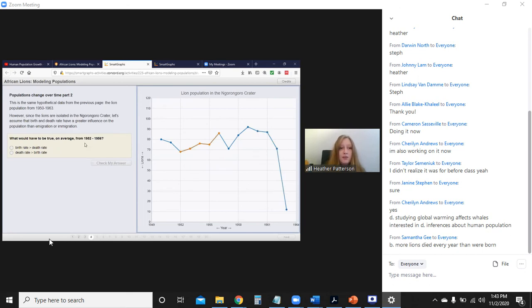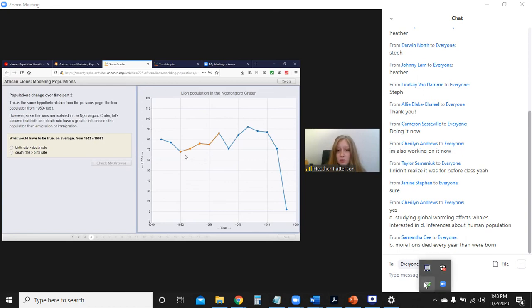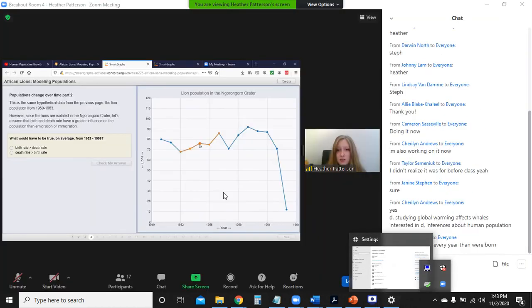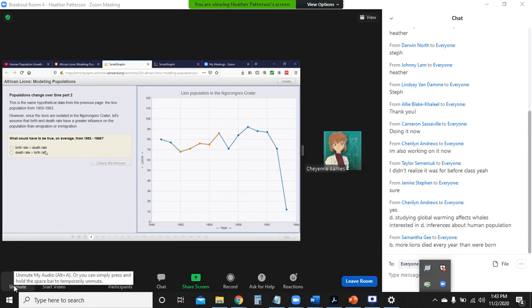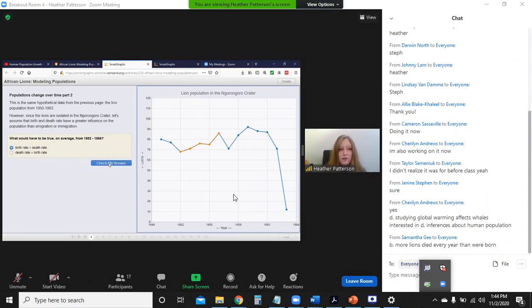So what would have had to have been true on average from 1952 to 1956? From 52 to 56-ish, the population's going up, right, during this little orange period. So if the population is going up, the birth rate is higher than the death rate. Yeah, exactly. You'd have a birth rate higher than a death rate.